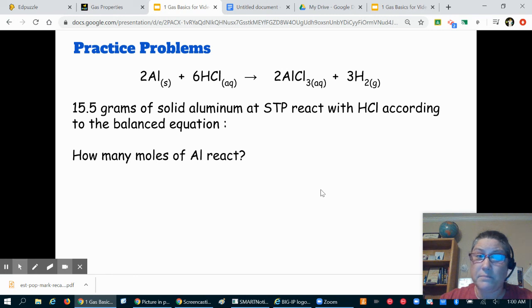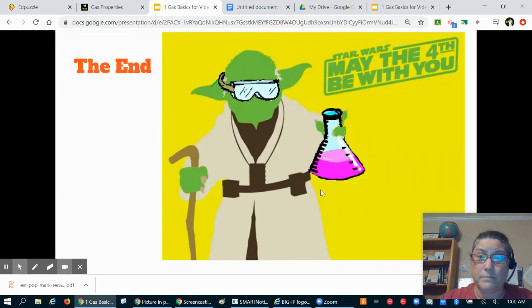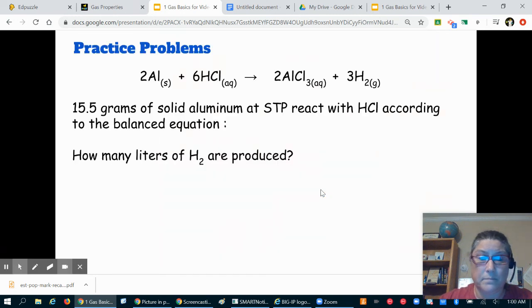Here's another one. It's in grams, I know. Equations at the top. 15.5 grams of solid aluminum at STP react with hydrochloric acid according to the balanced equation. How many moles of aluminum react? How many liters of hydrogen are produced?